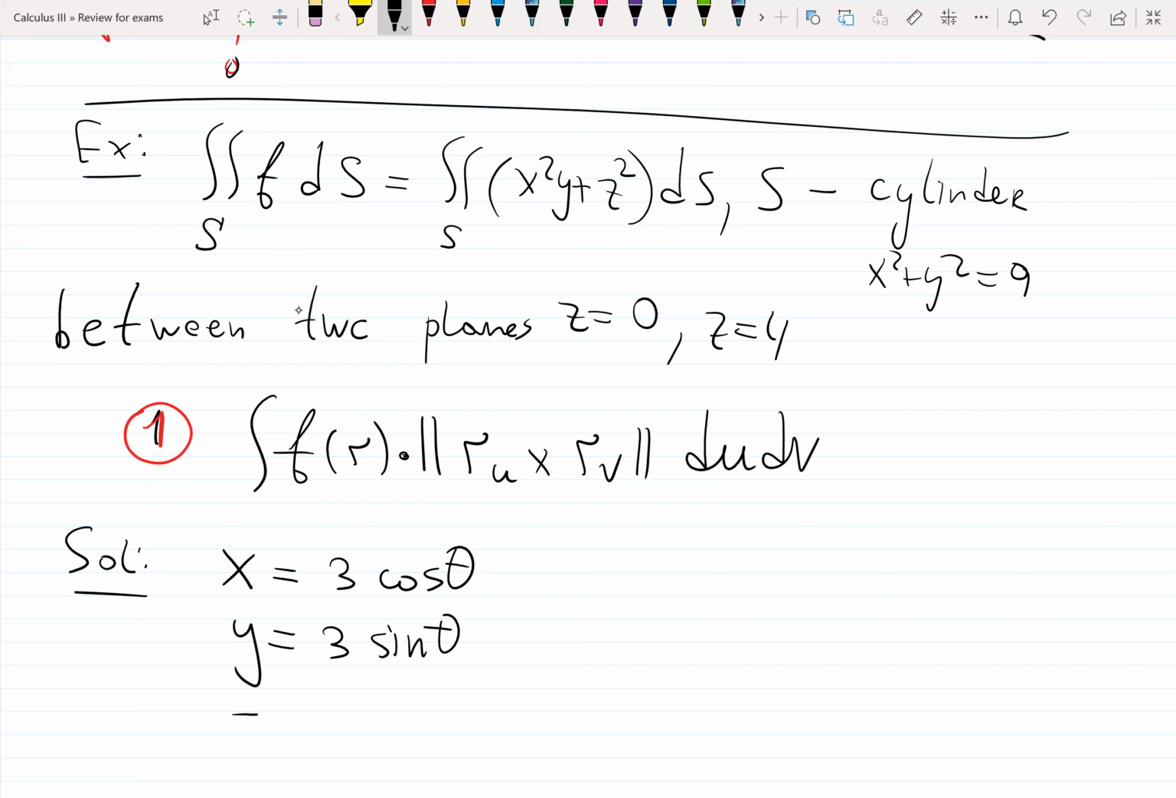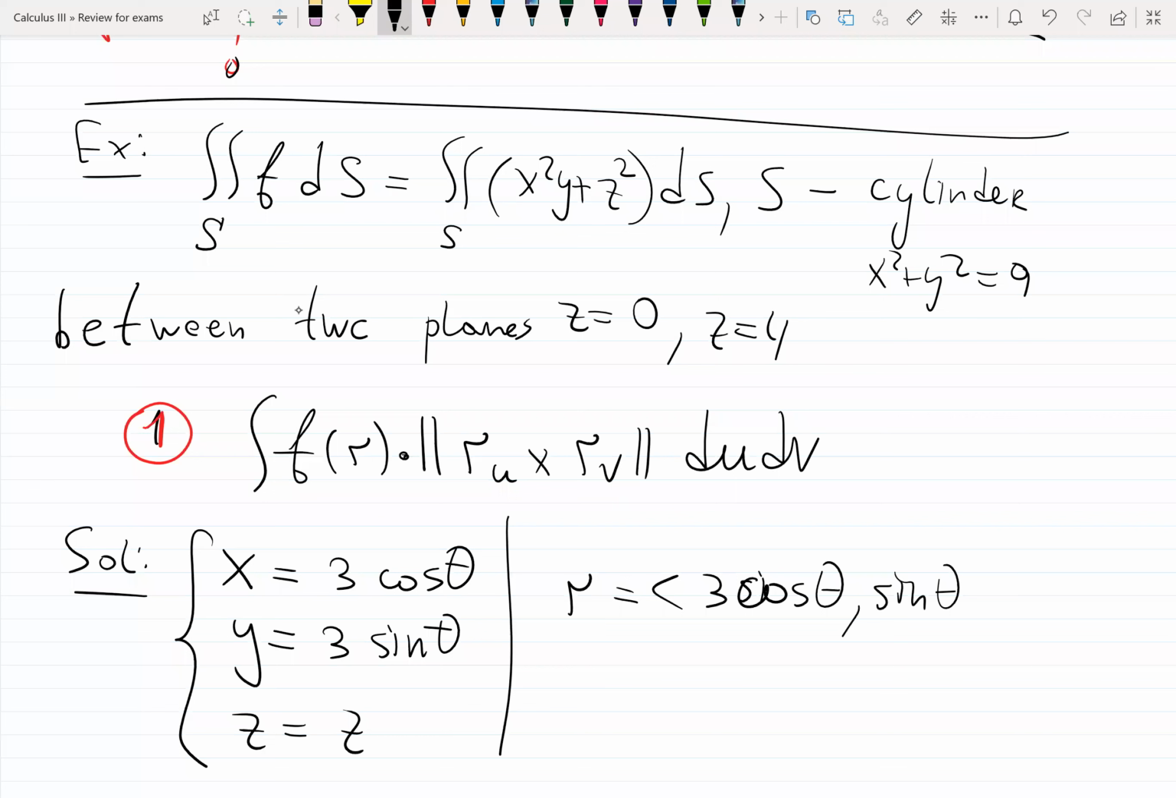3 cosine and 3 sine, and then z is just z. Z is growing infinitely up and down. But in this case, it's not growing infinitely. It's actually restricted. This is your R. R is the collection of x, 3 cosine theta, 3 sine theta, and z, where z is running from 0 to 4 because of the slices, and theta is the full circle of the cylinder.